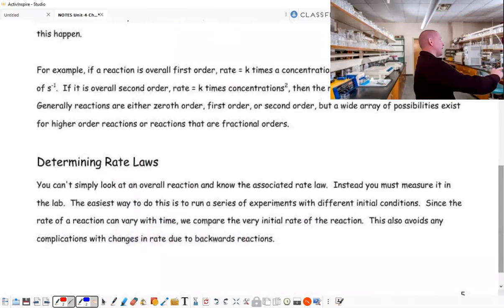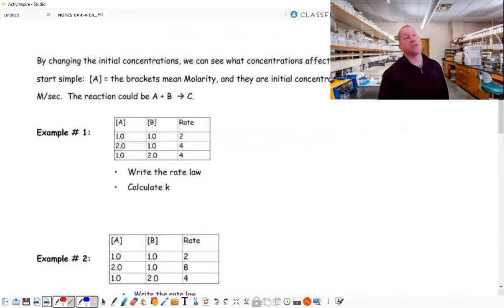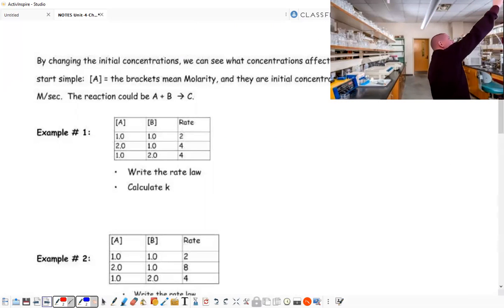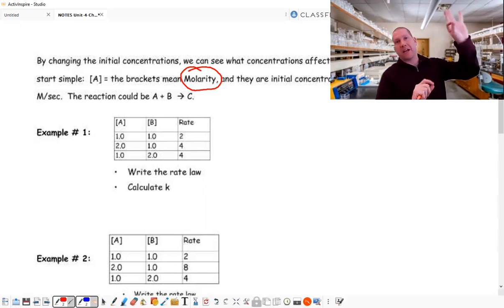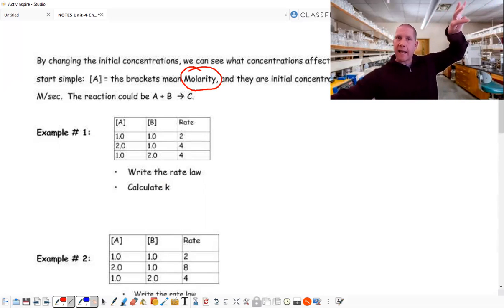So how do we do it? I don't think an explanation of it is as good as just trying it. So on the next page, and remember, brackets means molarity, always. Brackets always means molarity, and we're talking initial rate. So this is the rate right at the exact beginning of the reaction. If we know the rate at the beginning, we find the constant, and then we can calculate it anywhere along the curve without knowing any calculus. That's really the great thing about this.